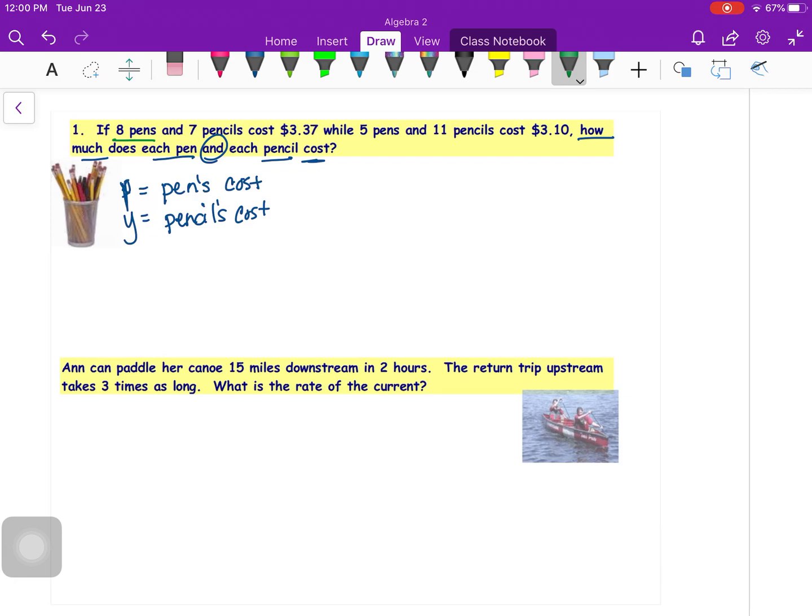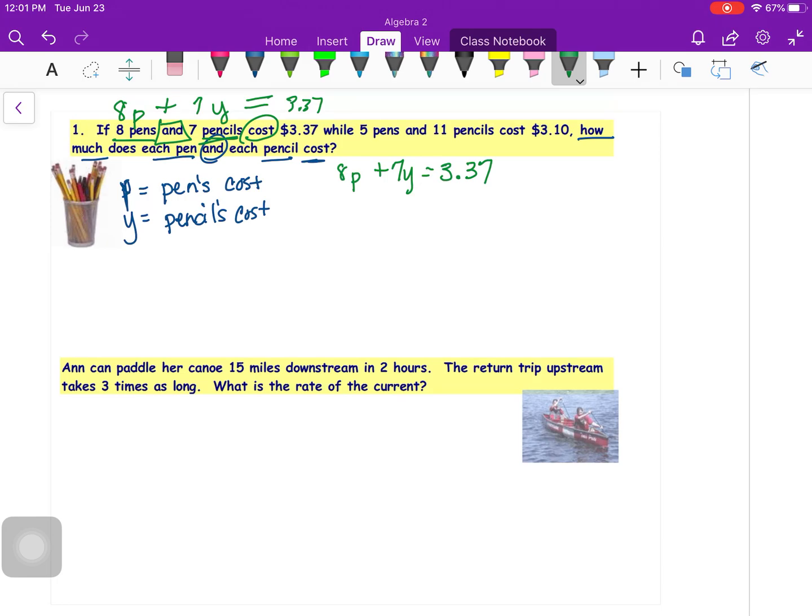Now when I go back and I read 8 pens, so this becomes 8P. I'm just going to translate on top because pens is P. And means to plus in math. 7 pencils. Pencils was Y. Cost is my verb. All verbs get an equal sign. And then I have 3.37. So right there, I've translated the words to math symbols. And I get 8P plus 7Y equals 3.37.